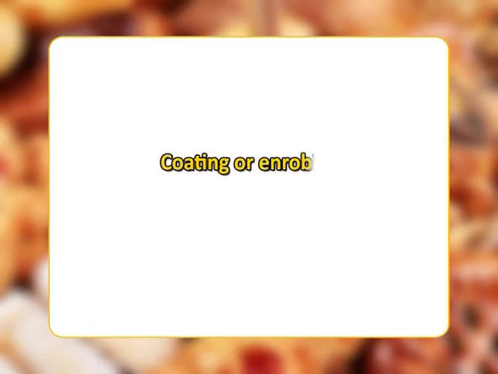Next process is coating or enrobing. Coatings of batter or breadcrumbs are applied to fish, meats or vegetables. Chocolate or compound coatings are applied to biscuits, cakes and confectionery, and coatings of salt, sugar, flavorings or colorants are also applied to snack foods.